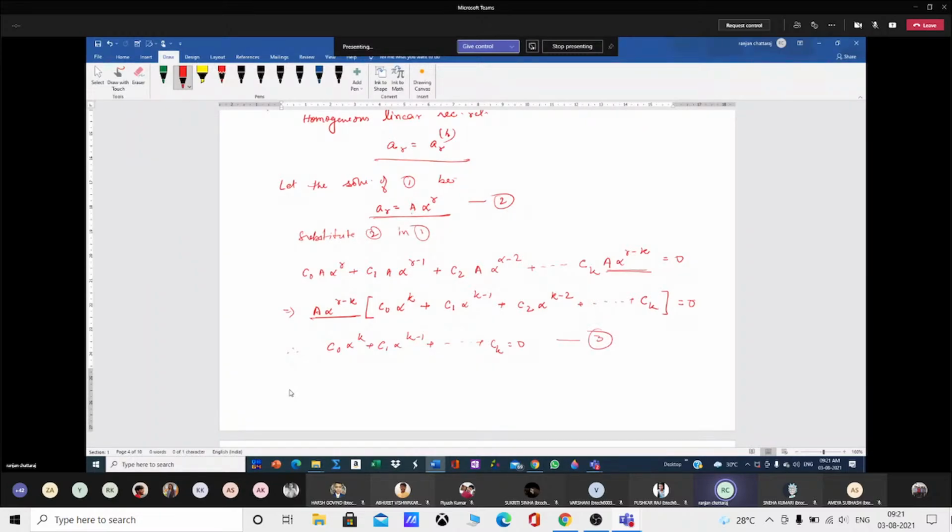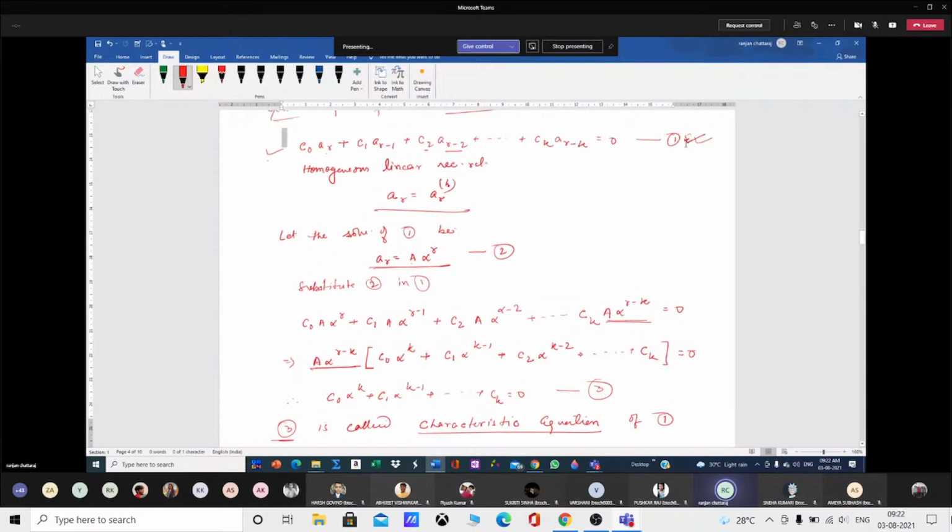So 3 is called the characteristic equation. See, this 3 is called the characteristic equation of whose? Of 1. 1 is this equation, and 3 is the characteristic equation.